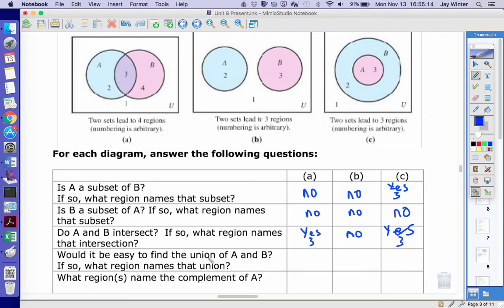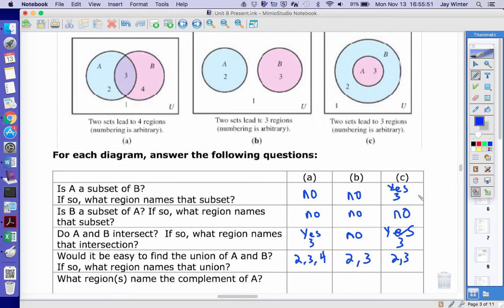Would it be easy to find the union of A and B? Well, sure, absolutely. It would be easy to find the union. What region or regions name that? Well, the union is all of the sets put together. So regions 2, 3, and 4, everything that's in any of those regions, is part of the union of A and B in the first diagram. If you just take region 2 and region 3 and put them together in the other two diagrams, that is what names the union.